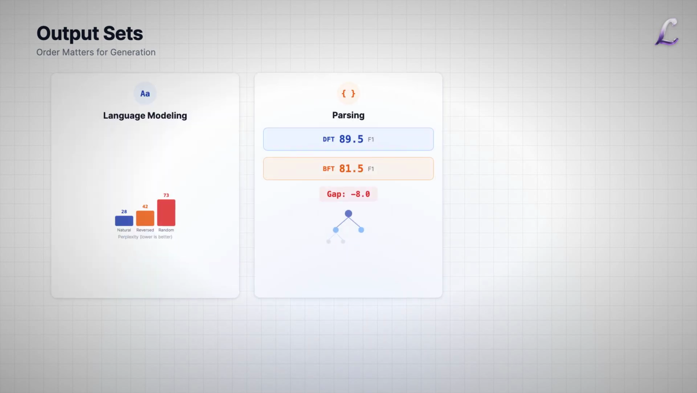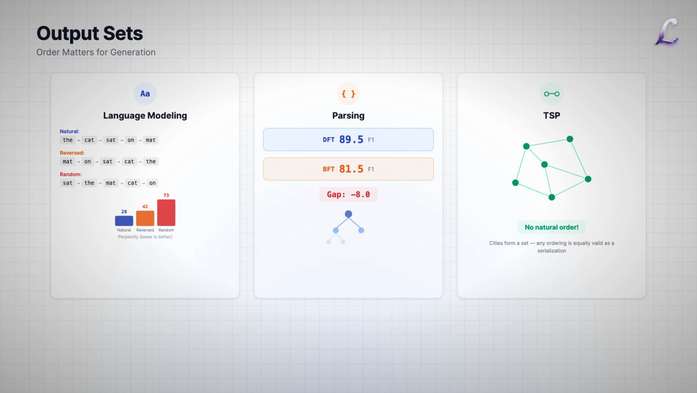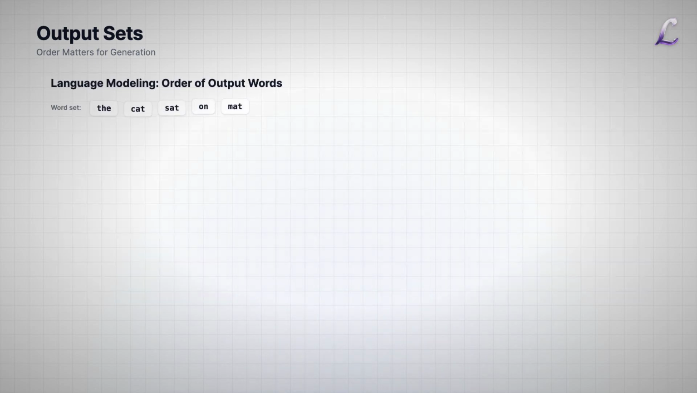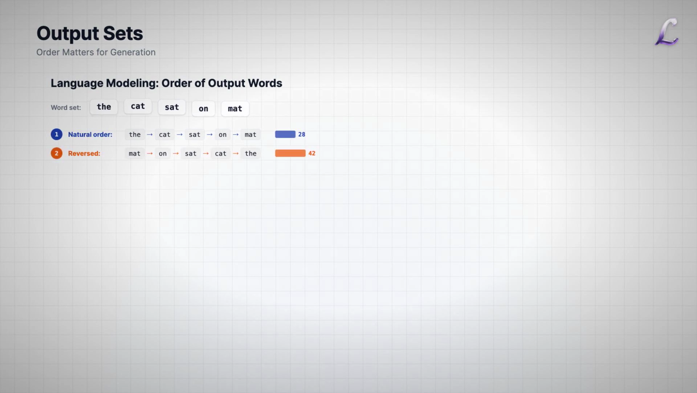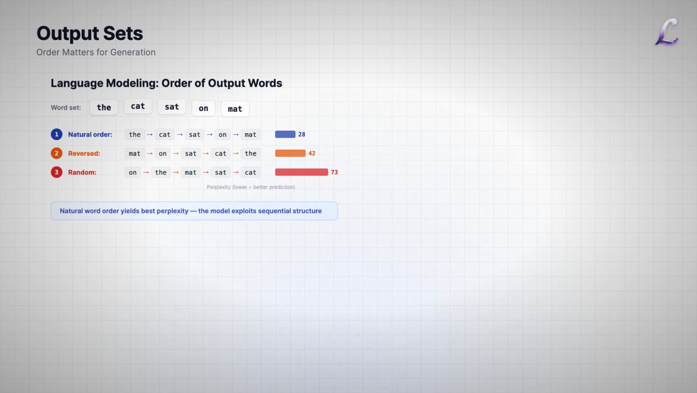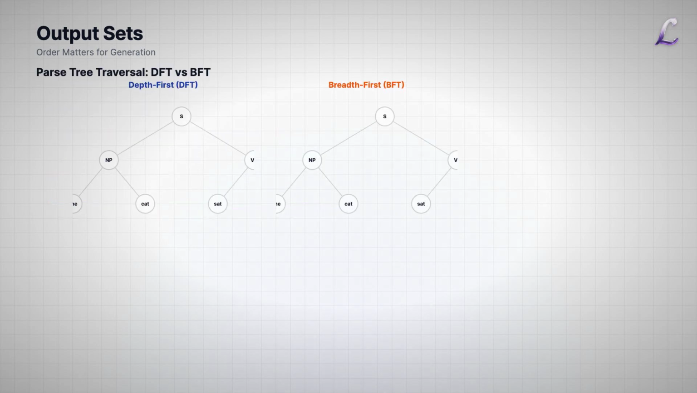Now let's flip the problem. What about output sets, cases where we need to generate an unordered collection? The chain rule forces us to pick an output ordering, and that choice matters enormously. In language modeling experiments, the authors train models to predict sets of n words. Using the natural left-to-right ordering achieves the best perplexity. Reversing the order makes it slightly worse. But using a random fixed permutation degrades performance significantly. The chain rule decomposition is emphatically not invariant to ordering, even though the underlying set is the same.